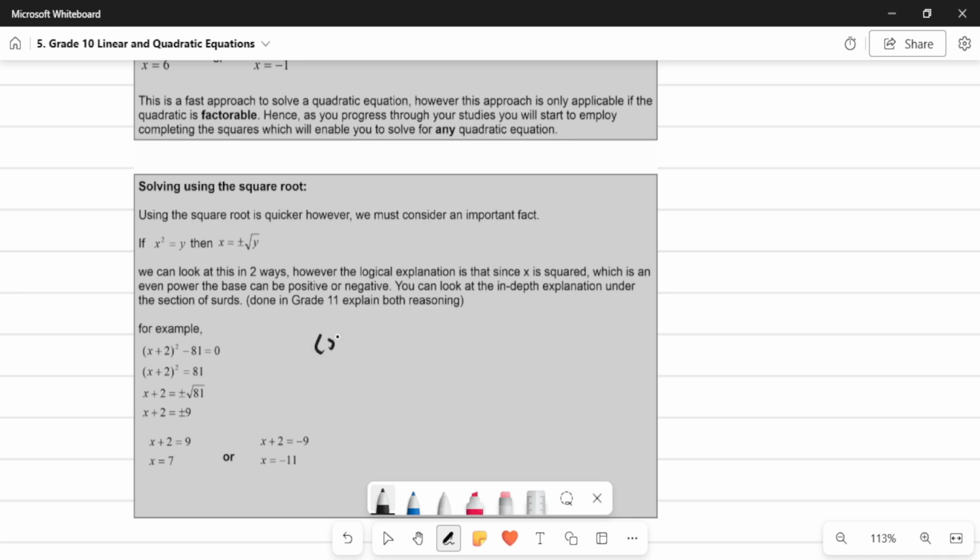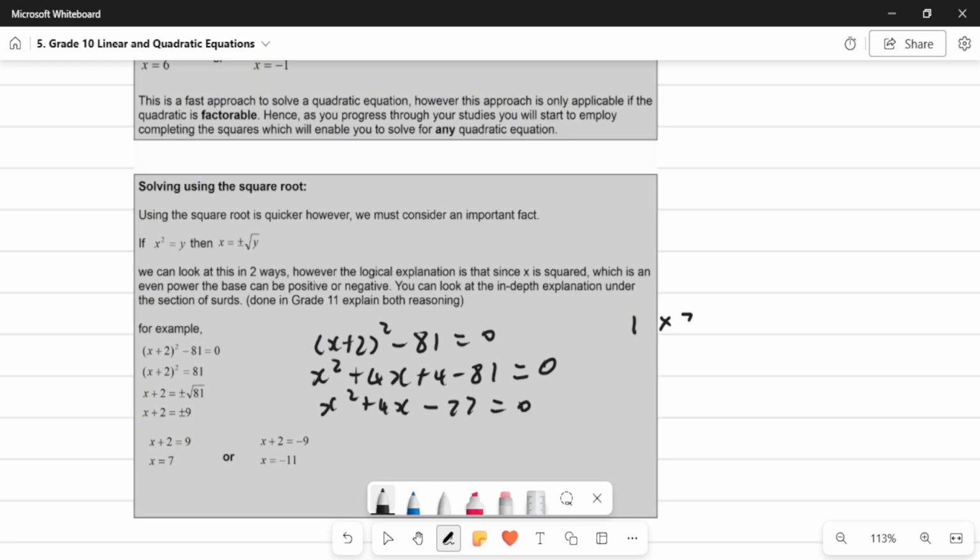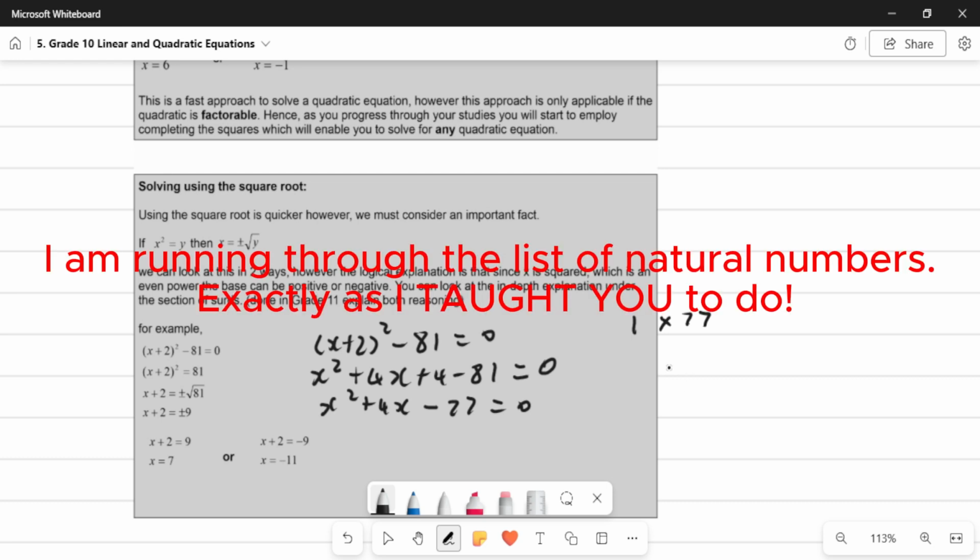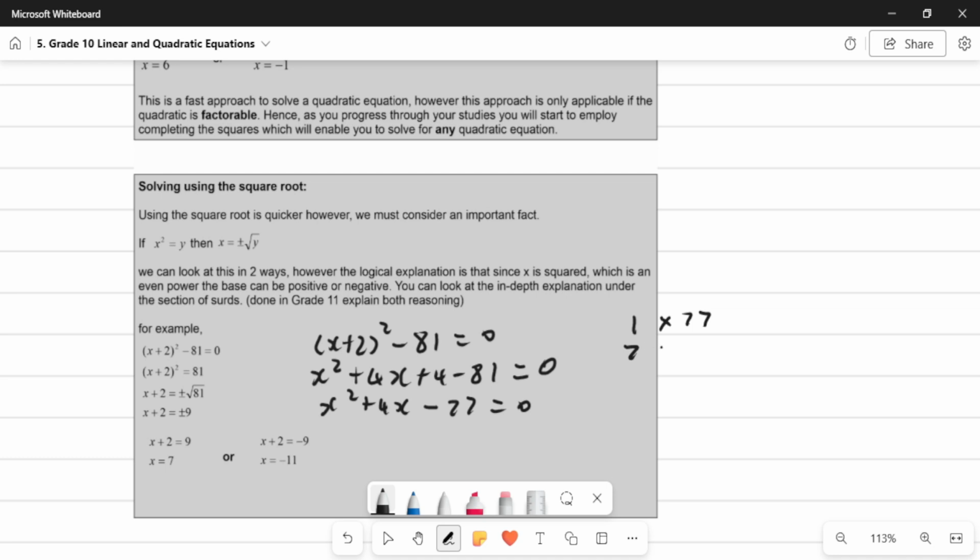The second approach is if I have x plus 2 all squared minus 81 is equal to 0. If I open out these brackets, I have x squared plus 2 times the first term times the second term, which gives us 4x plus 4 minus 81 is equal to 0. Therefore, x squared plus 4x minus 77 is equal to 0. 1 times 77, 2, 3, 4, no, 5, no, 6, no, 7. 7 times 11, and then 11 times 7. So that's the list of factors that will make up 77.